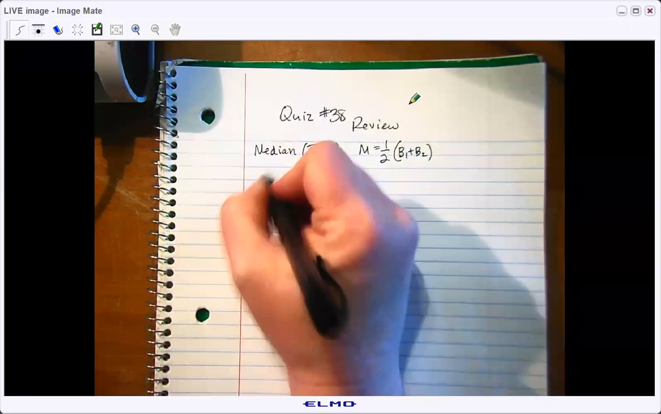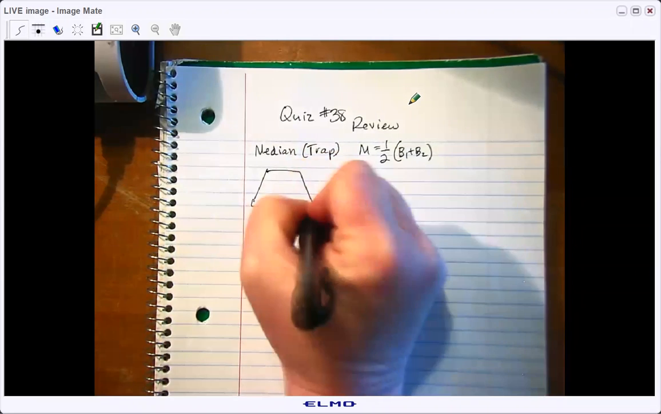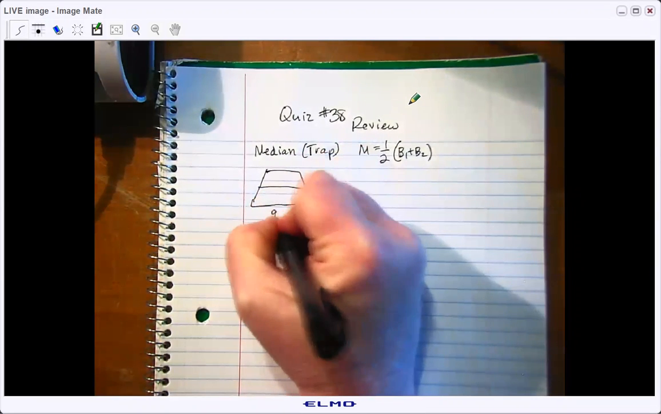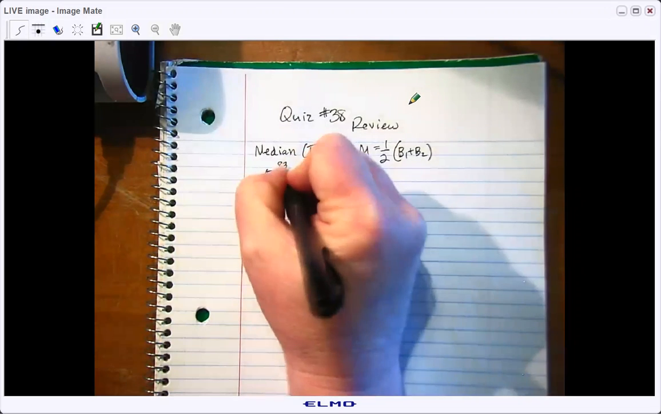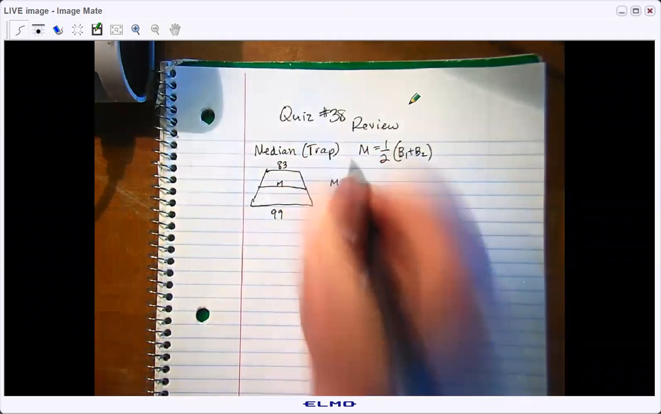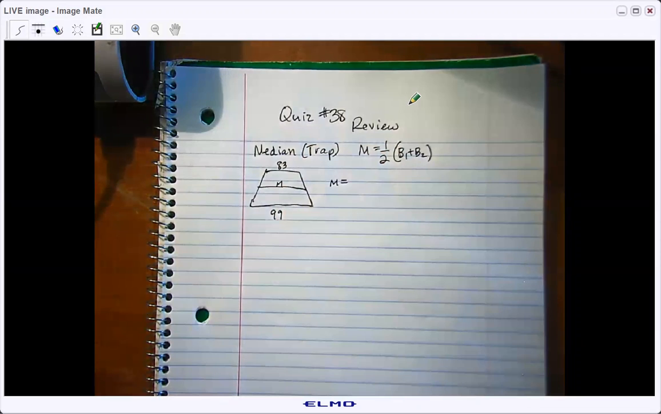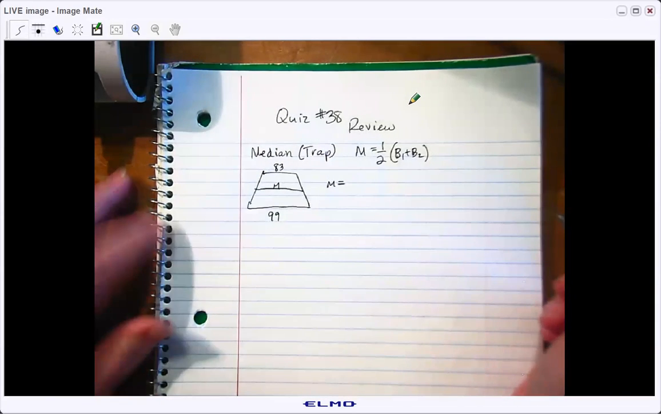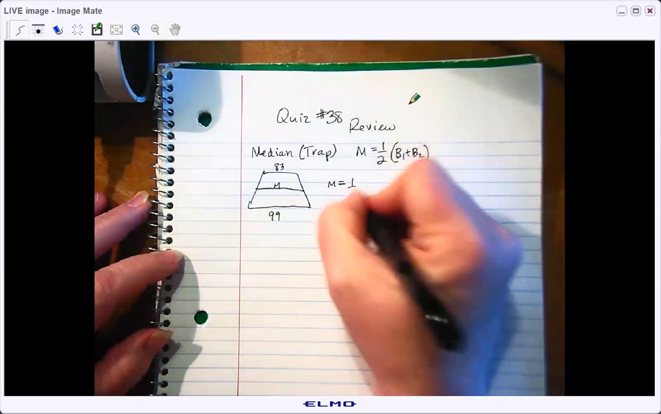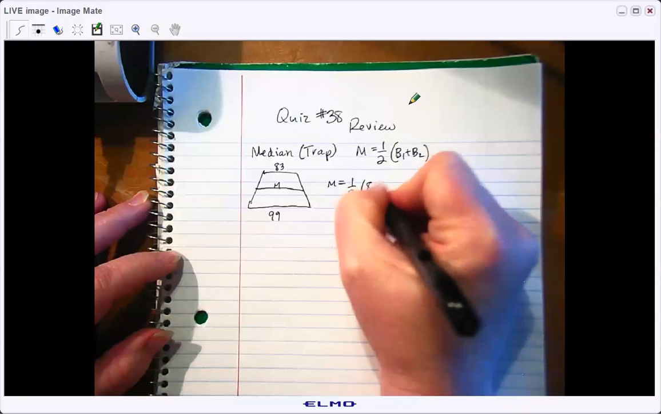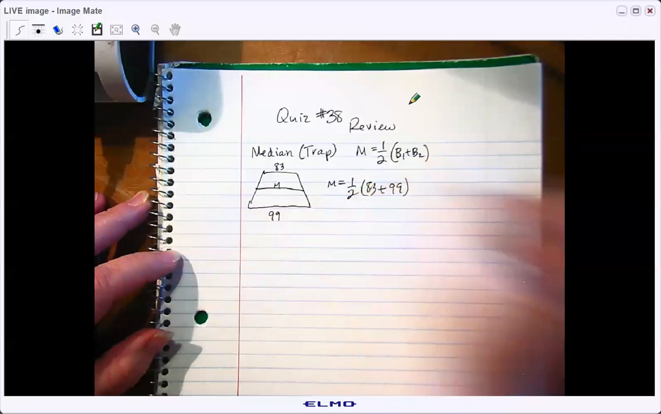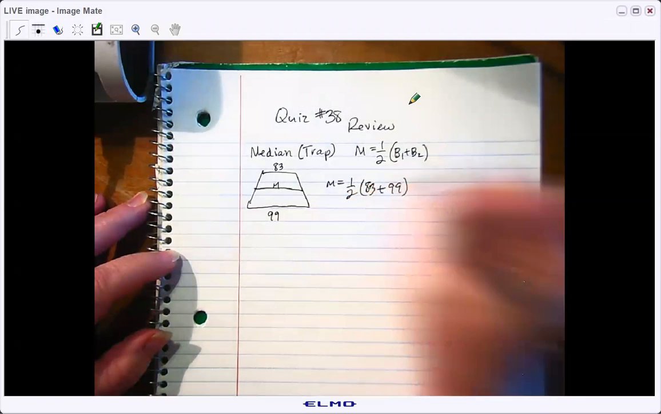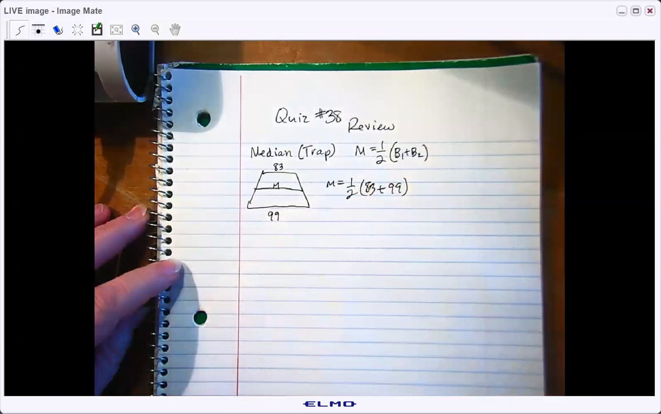Okay, so let me give you a problem and let's try it. So this is going to be 99, 83, and let's find the median. So remember, the median always goes on the left. Okay. So 1/2, 83 plus 99. Do I need to multiply both sides by 2? Say it out loud, yes or no?